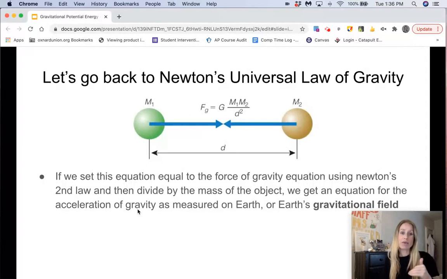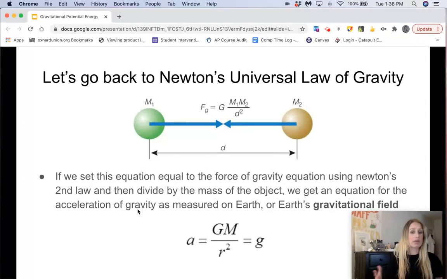So if we take this equation and we set it equal to the force of gravity equation, remember our force of gravity just equals mass times acceleration of gravity, and then we divide both sides by the mass of the object, we can get an equation for the acceleration of gravity as it's measured from Earth's gravitational field. So we get the acceleration of gravity, or the gravitational field, is equal to big G, our constant, times big M, which is the mass of the planet, in this case the mass of the Earth, divided by the distance from the center of the planet to wherever the object is, squared. So this is a measure of the gravitational field produced by that large planet.